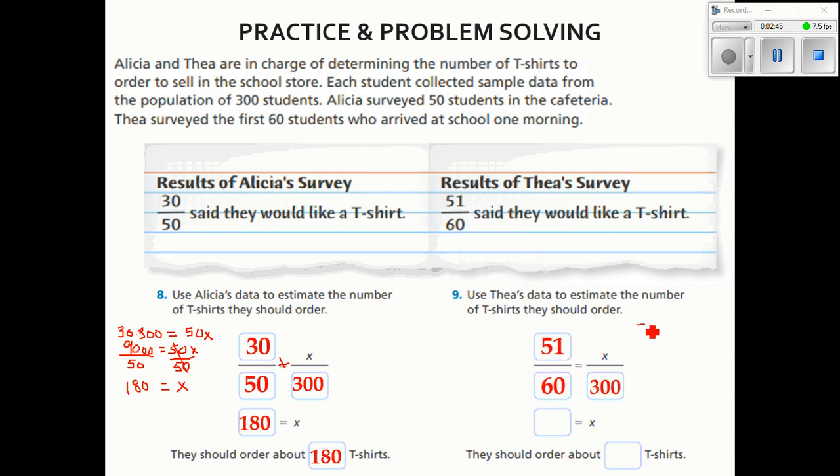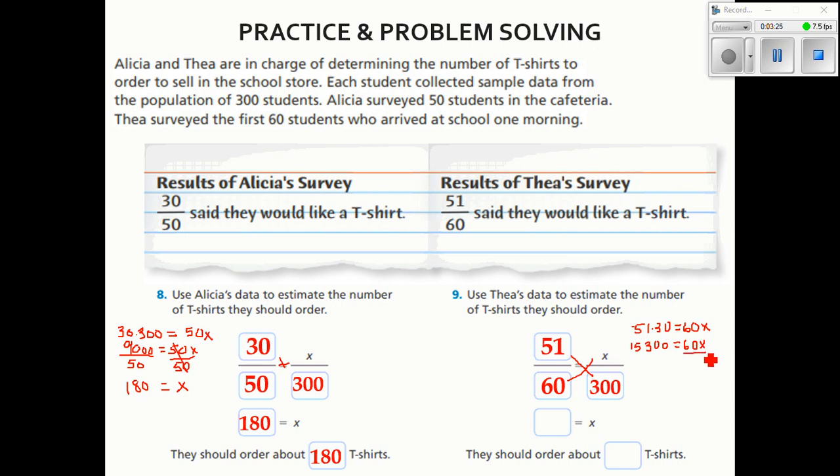Once again, we're going to take 51, multiply it to 300, and that has to equal 60x. We're multiplying these together, and they have to equal these together. Well, 51 times 300 is going to be, let's see, I'm trying to do this in my head as best I can. Yeah, I'm going to go with 15,300, and that has to equal 60x.